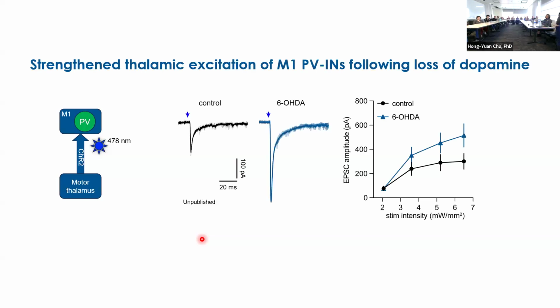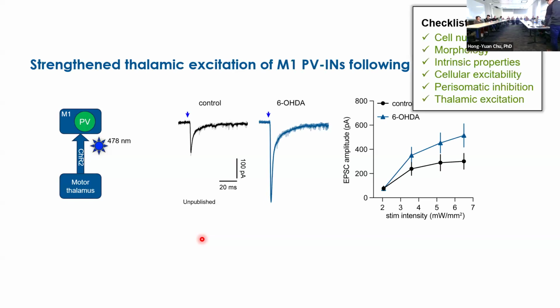In this study, we inject channelrhodopsin into the thalamus and record from PV cells here. Using optogenetics, we can quantify the connection strength between the thalamus and PV cells. And here in the data, we can immediately appreciate that there is a dramatic increase in the thalamic excitation to PV cells after loss of dopamine. You can see such a difference in the examples here, as well as in the summary graph. We got something exciting.